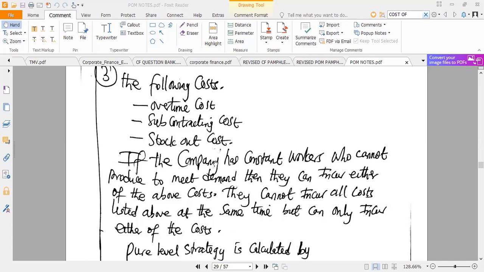Now, if the company has constant workers who cannot produce to meet demand, then they can incur either of the above costs. So those 20 workers who cannot produce to meet demand can incur either of the above costs. We say either because they may not incur all of them at once. They can only incur one of those costs at a time.